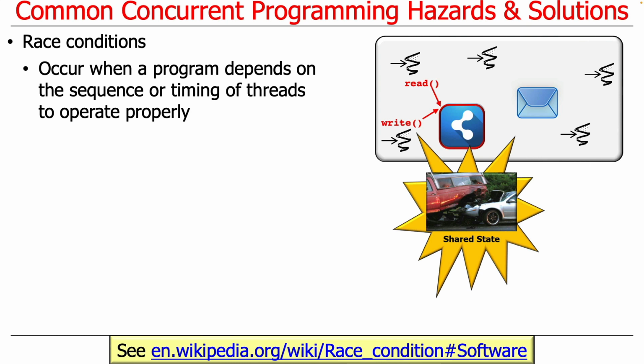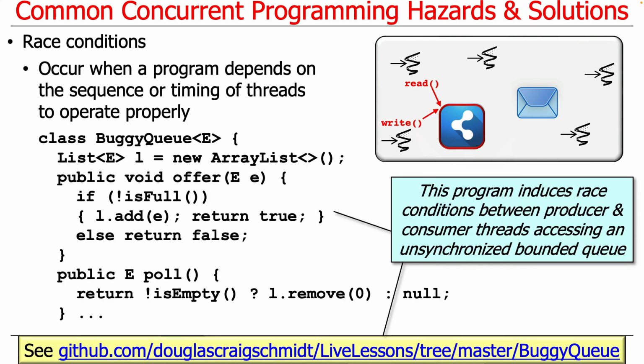Again, it's outside the scope of this class to explain this in great detail. I have other videos that talk about that. But the basic issue here is what happens when you try to read and write from the same shared mutable state, like a field in an object, from multiple threads of control. So let's take a look at an example to illustrate the problem.